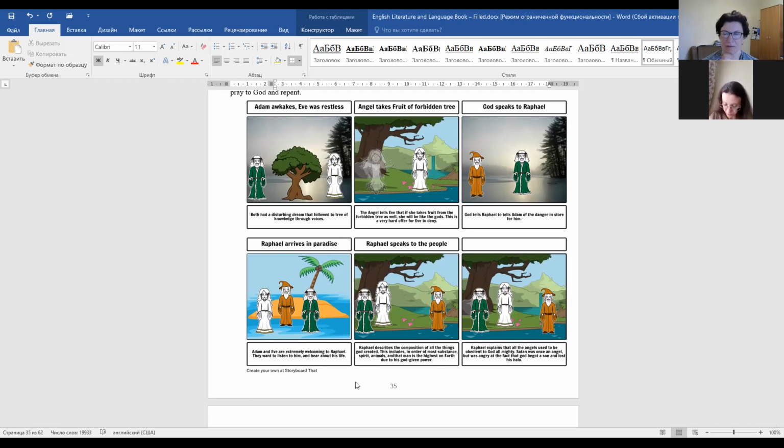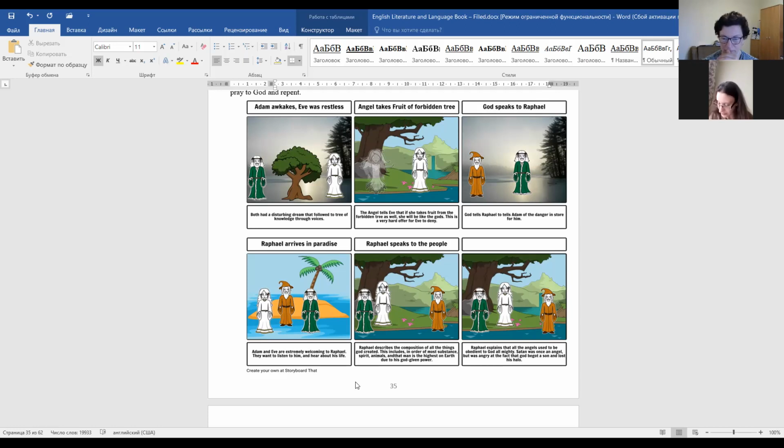Raphael speaks to the people, and he describes the composition of all the things God created. This includes an order of substance, spirit, animals, and that man is the highest on earth due to his God-given power. Here also the question of creation and who is more important is raised, and Raphael tells the structure of mankind.